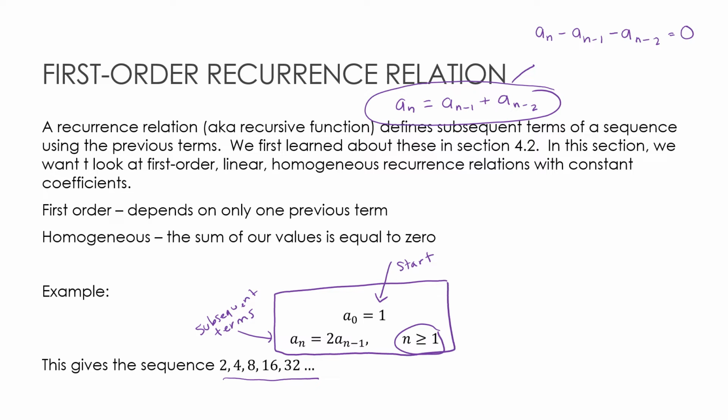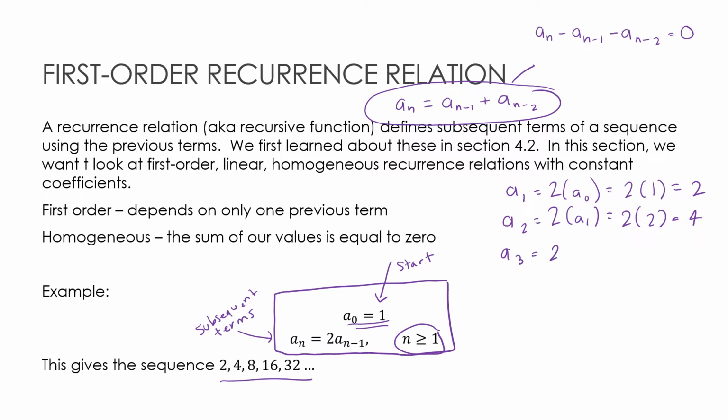So it's always going to give me one initial starting point. And notice, 1 is not listed as one of my values in the sequence, and that's okay. A sub 0 kind of gives just a starting point, a launching pad to start from. So again, to use this to come up with the sequence, I would say to find a 1, I need to take 2 times a of 0. Well, a of 0 is defined as 1, so that gives me 2. To find a 2, that tells me to take 2 times a 1, and a 1 was 2, so 2 times 2 is 4. A 3 is 2 times a 2, and we just found that a 2 was 4, and so my next value is 8. That's where these values came from, is just reusing that same definition over and over and over.